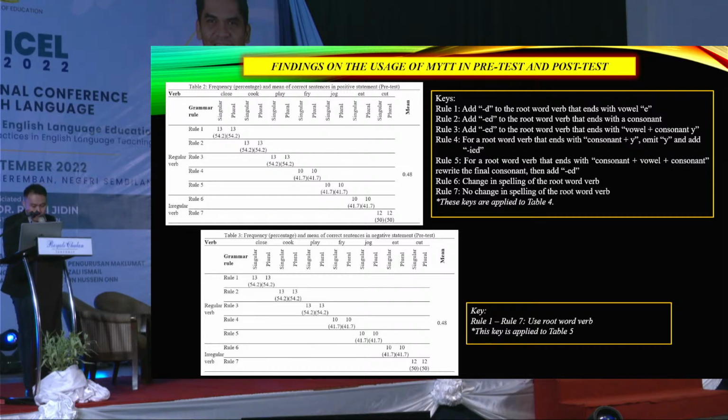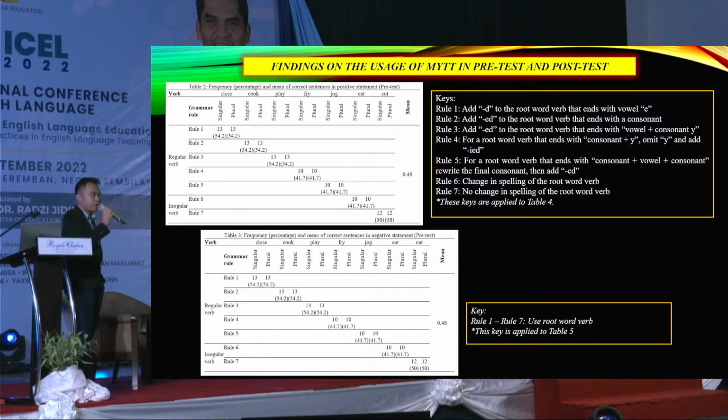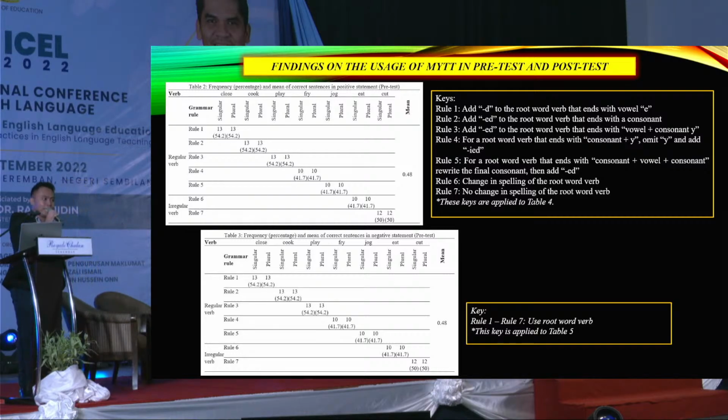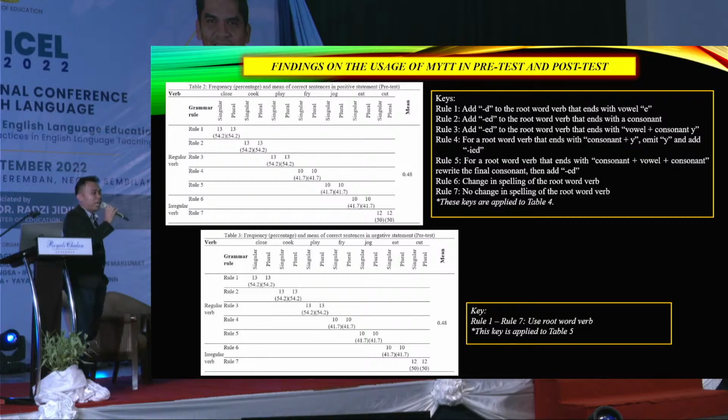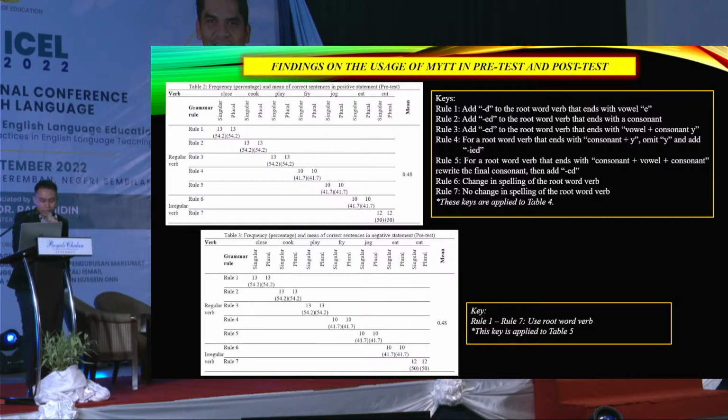Meanwhile, the verbs like fry, jog, and eat, my kids wrote them wrongly. Fried, they spell it as F-R-Y-E-D. Jog, J-O-G-E-D. And eat, a few of them write eated rather than ate. So meaning that they are not aware of the grammar rule provided in the MyTT. Not all, but a few of them.